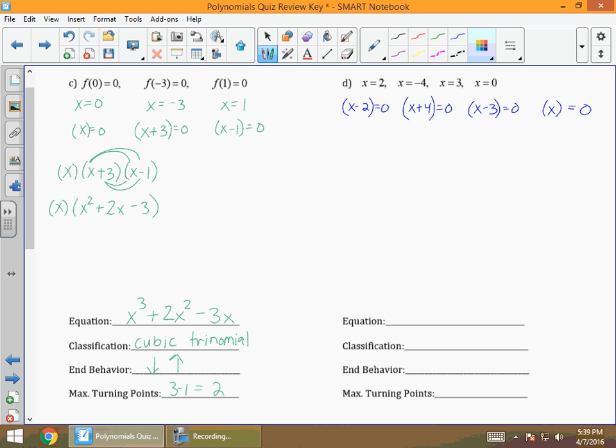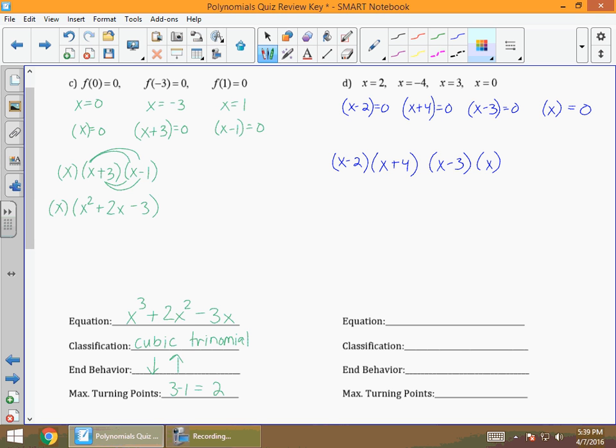So now to find the equation, I have to FOIL all 4 of these together. So I'm going to do them in groups of 2. I'll do my x minus 2 times x plus 4. And then I'll do my x minus 3 times x.